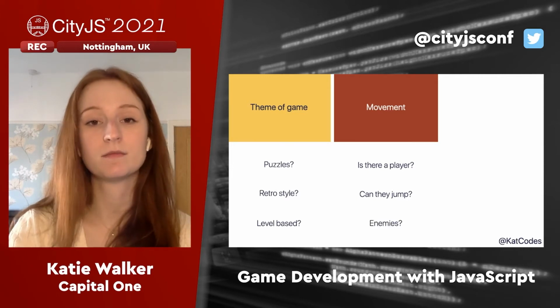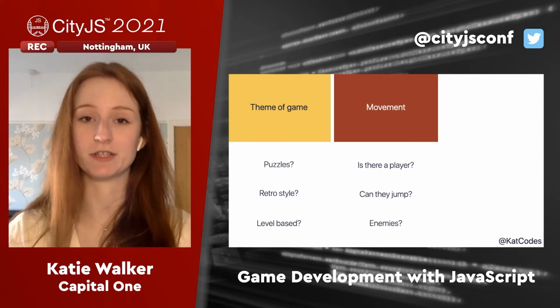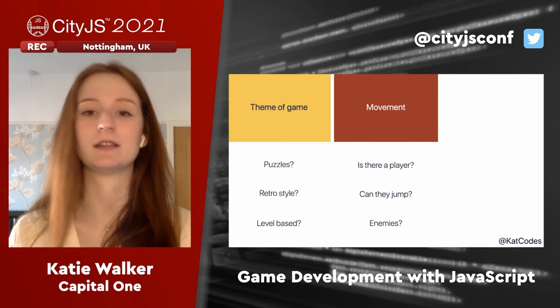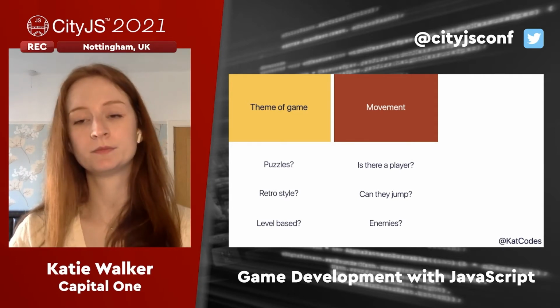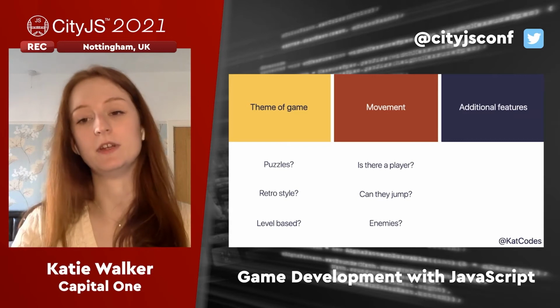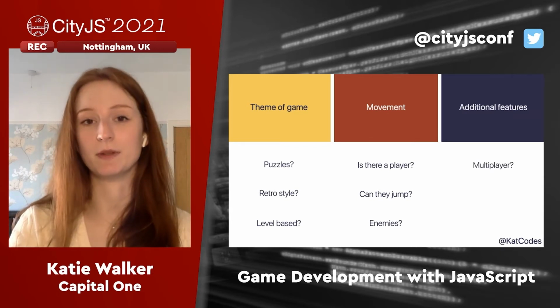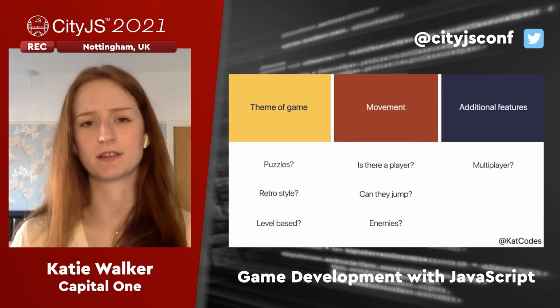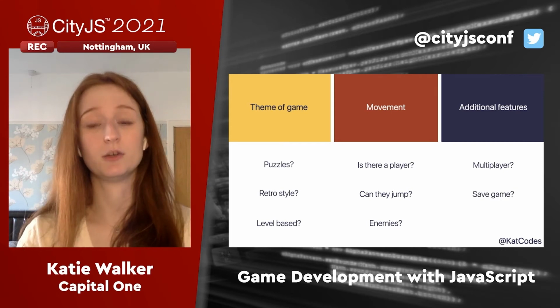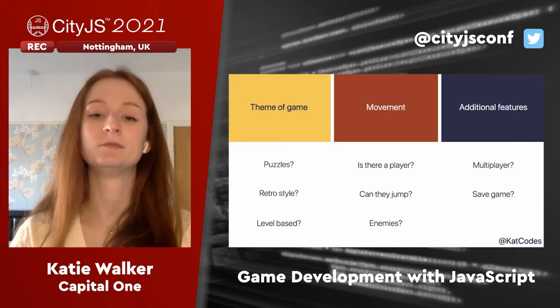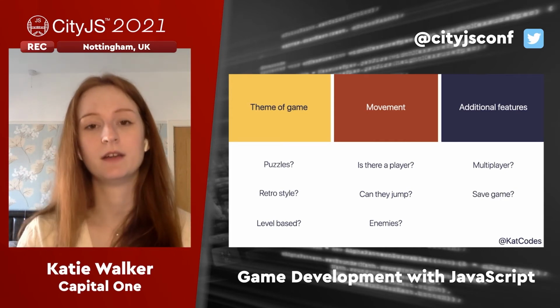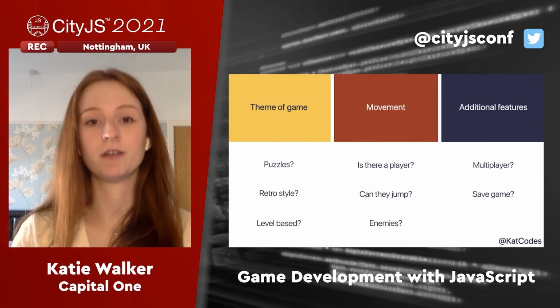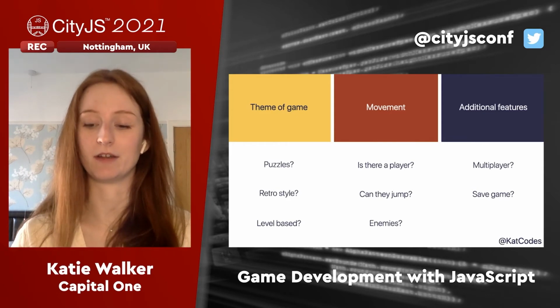Are there enemies? You might want to go down the object-oriented route if you're going to be making lots of enemies and spawning them in random places. And then there's additional features. Is there multiplayer? Are you going to have to add something like sockets to the game? Do you want the player to be able to save the game? There are all kinds of things like this that if you answer these questions early on, you can start to see the direction that you want your game to go in.